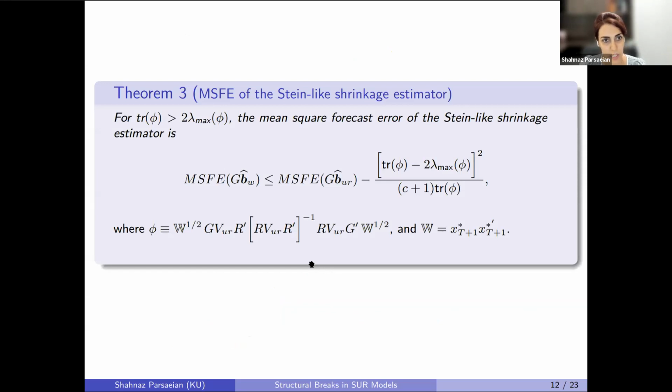And in theorem 3, I showed that the mean square forecast error of the Stein estimator is less than the mean square forecast error of the unrestricted estimator. And again, this term depends on the break size. So for a small break size, we expect to see outperformance of the Stein relative to the unrestricted estimator.